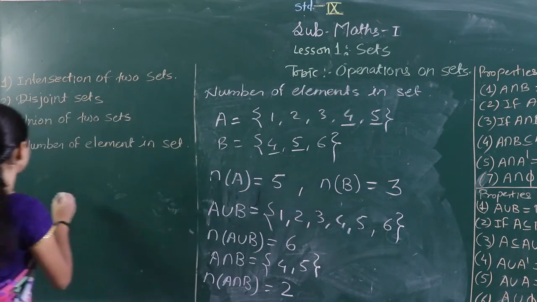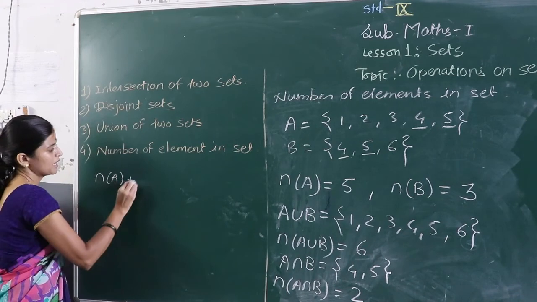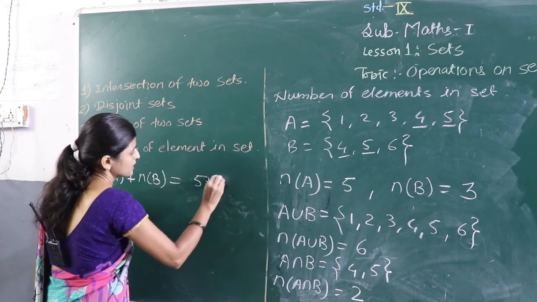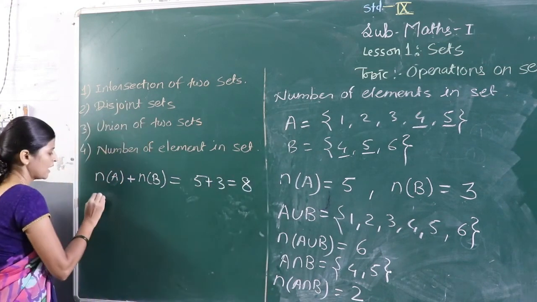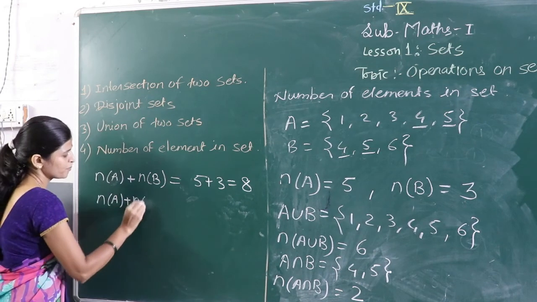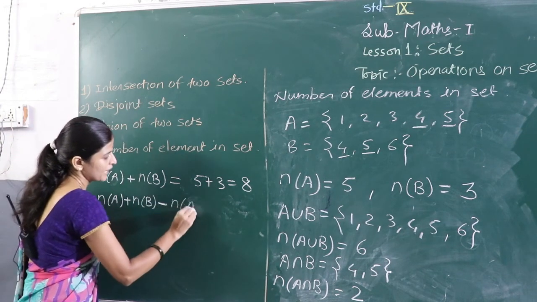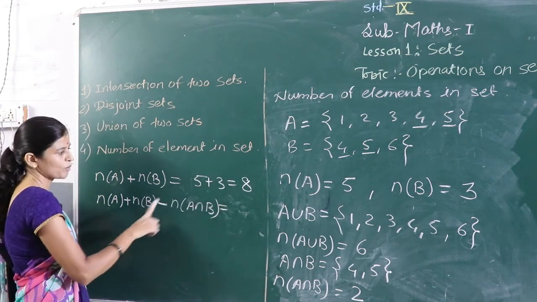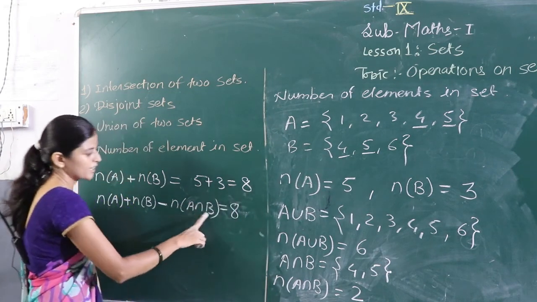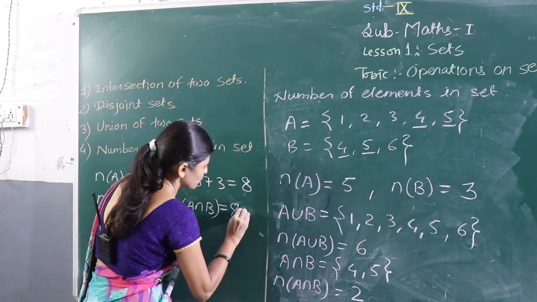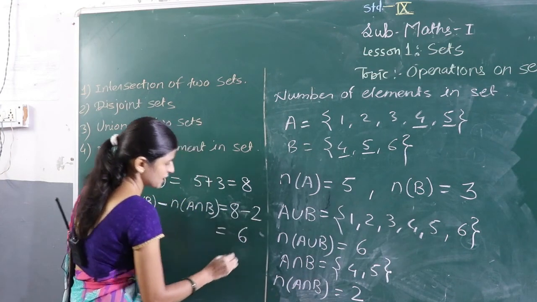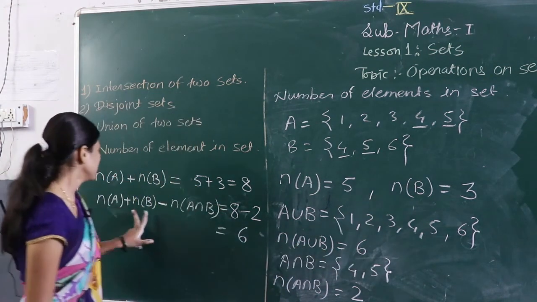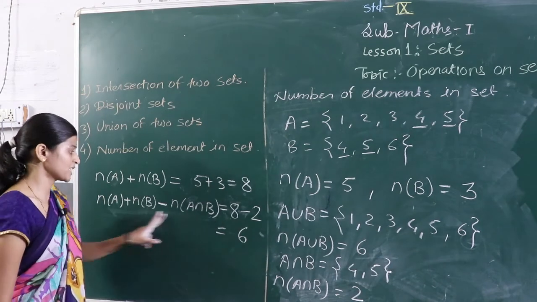Now we add n of A plus n of B. What do we get here? n of A plus n of B, 5 plus 3, 8. Now we take n of A plus n of B minus n of A intersection B. So what is the value we find here? n of A plus n of B we find here is 8. We substitute 8 here, and the value of n of A intersection B is 2. So minus 2, that is 6. Here n of A union B has value 6, and this equation's value is also 6.